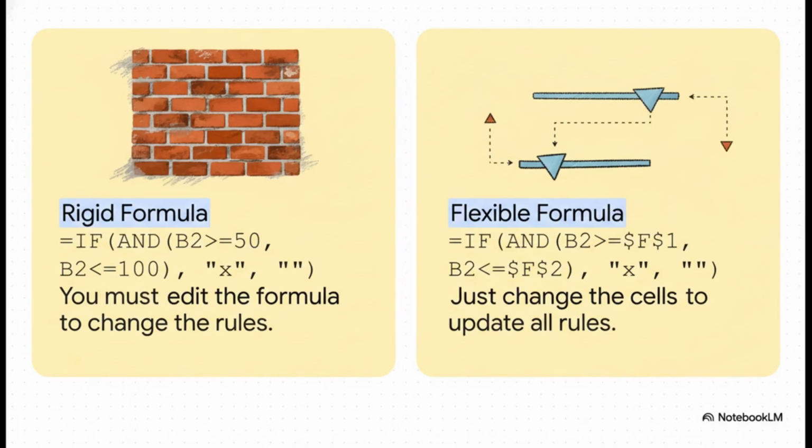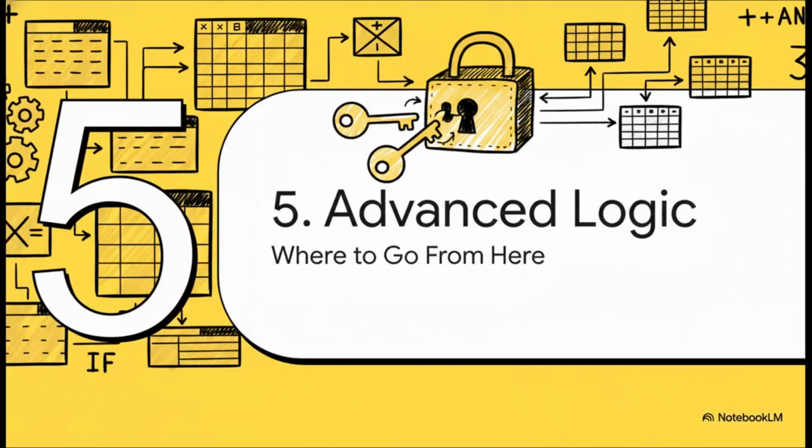Cell referencing. And this right here is a total game changer. Instead of typing your numbers like 50 and 100 directly into the formula, you can point to other cells that hold those values. This means if your sales targets change next quarter, you just update those 2 cells, F1 and F2, and every single formula on your sheet updates instantly. You never have to touch the formulas themselves. It's so much better.